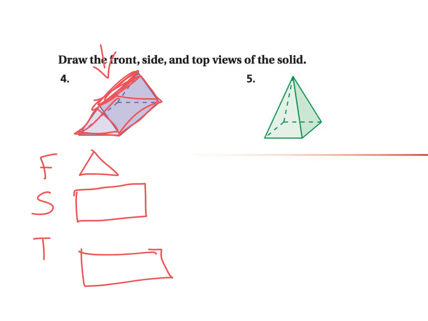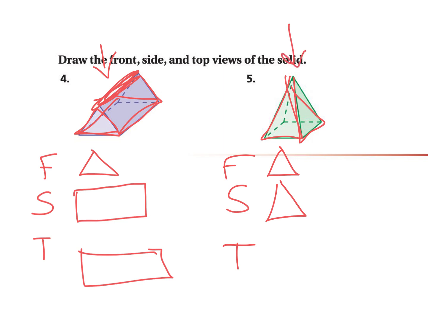Okay, the front, side, and top of this one. The front is a triangle. The side is a triangle. And then the top, if you're looking top down, it's actually that square, the rectangle is the base.